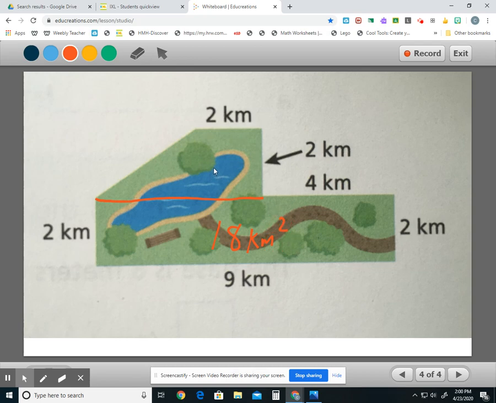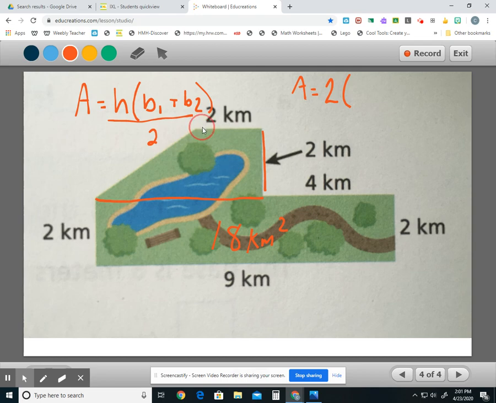Now I have to go back and do the trapezoid. And again, I got to use the right formula for the right shape. So for a trapezoid, area is equal to the height times base 1 plus base 2, divide the whole thing by 2. Okay, so when I go back and plug in my numbers, area is equal to the height. Well, the height of it is just this side right here, and it's got a big arrow pointing to it and telling me it's 2 kilometers. So it's 2 times base 1 plus base 2.